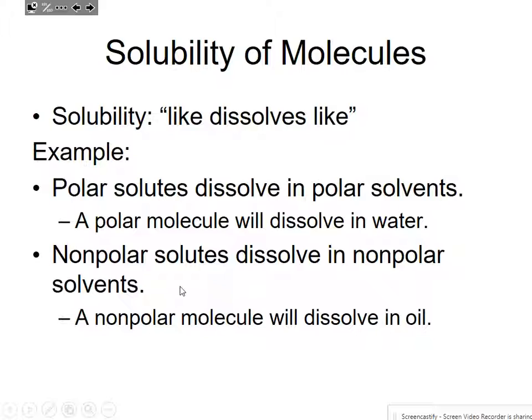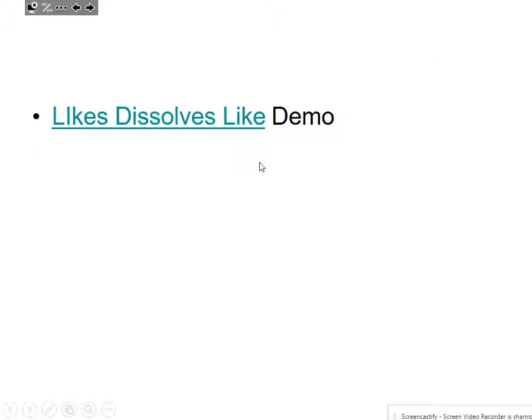Now, what you have to know, though, is ionic would be a very polar substance, right? Because it has a positive and a negative end, so it's a very polar type of compound, but we call it ionic. But you can put it into this category here. All right, so now you're going to watch a video to help you understand solubility.